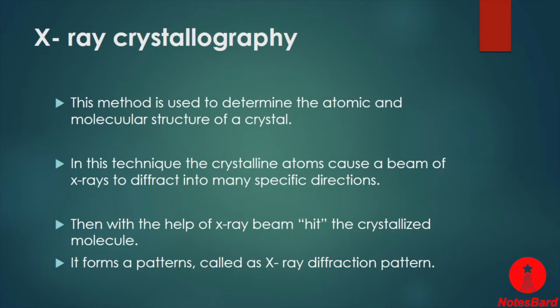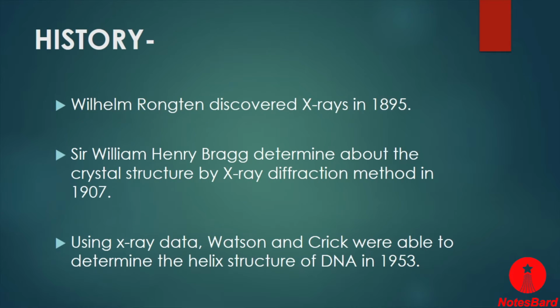Basically, in this method they use an X-ray beam and hit it on the crystallized molecule whose structure is to be determined. Now the electrons surrounding the molecule diffract as the X-rays hit them, and this diffraction forms a pattern, which is called the X-ray diffraction pattern. So in the method of X-ray crystallography, the X-ray diffraction method is used. Let's start with the history and discovery of X-ray crystallography and the X-ray diffraction method.